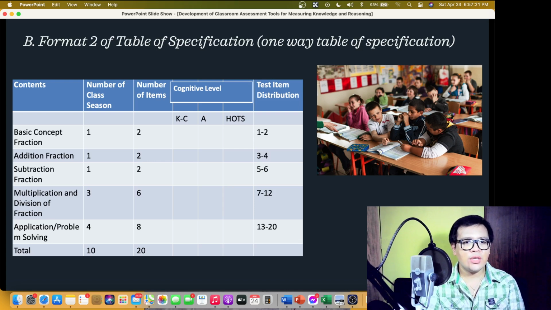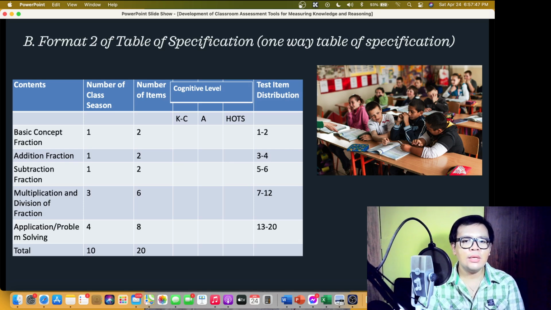And the total of which is noted in the number of class sessions as well as the number of items that is being considered in making the exam. Say for example, the number of class sessions of basic concept fraction is 1. The number of items is 2. Another example is addition fraction is 1 for the number of class sessions and the total number of items is 2. Then we have to add it up or sum it up.